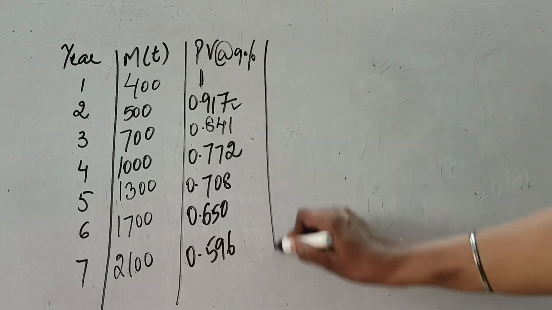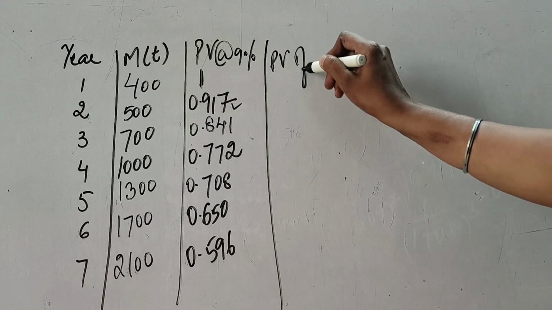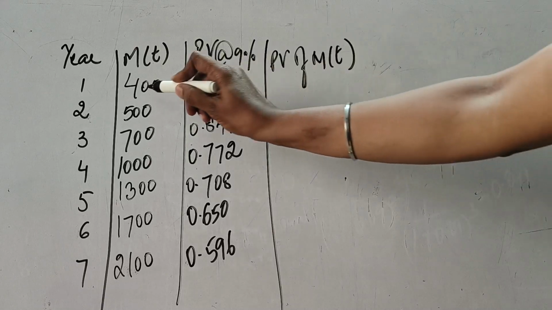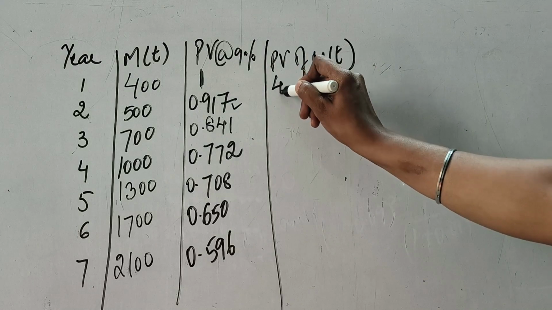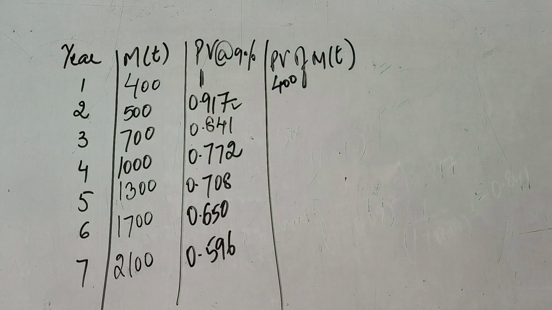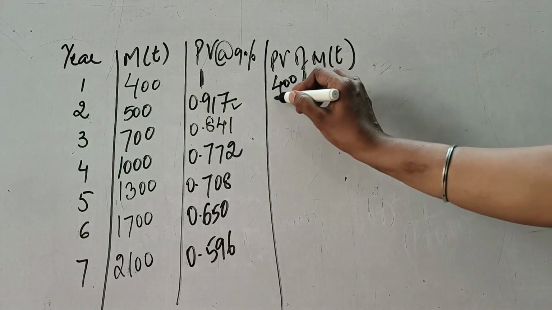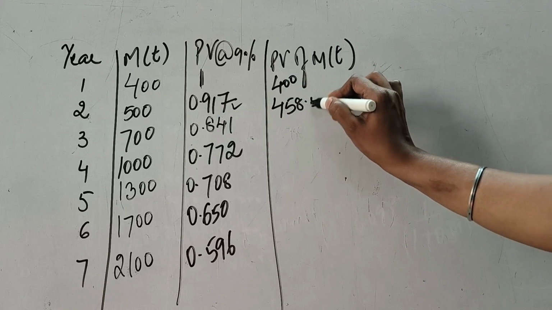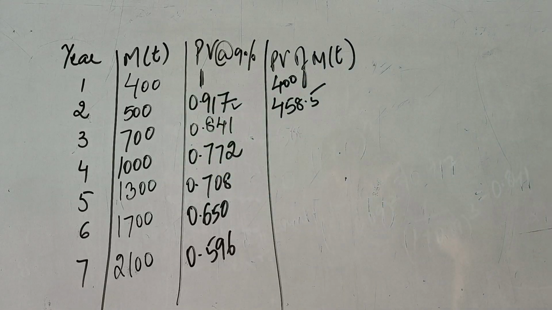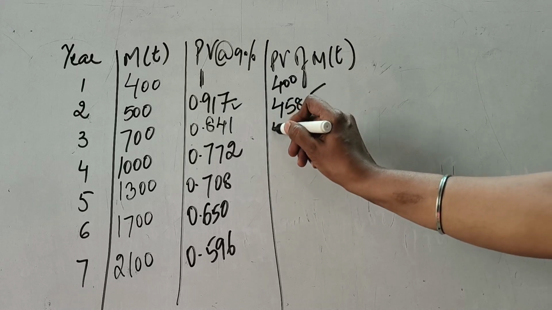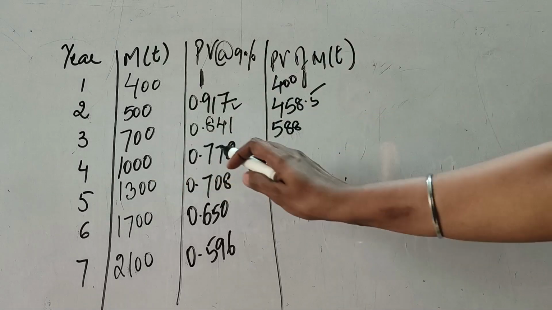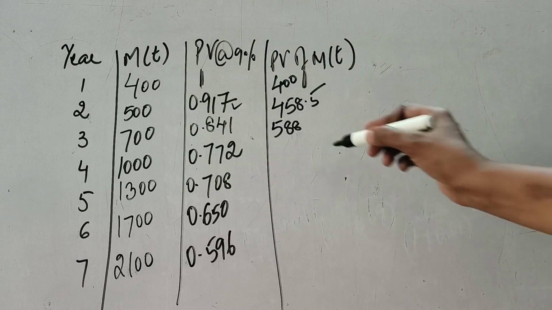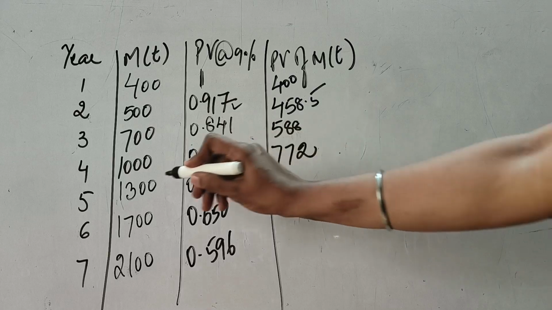Now for the third column, what we have to do is calculate the present value of maintenance cost. You have to multiply the second column and the third column. You have to multiply the PV values with the maintenance cost. So 400 into 1, it will be 400. 500 into 0.917, it will be 458.5. 700 into 0.841, it will be near about 588.7. Next, 1000 multiply by 0.772, it will be 772.